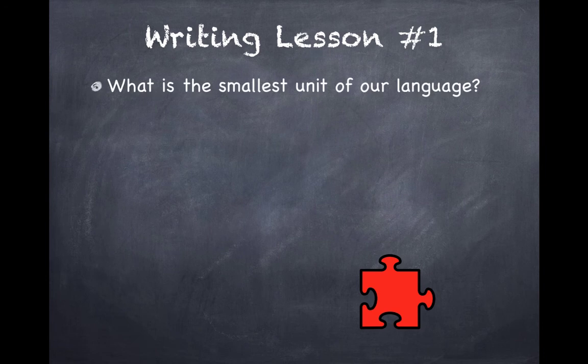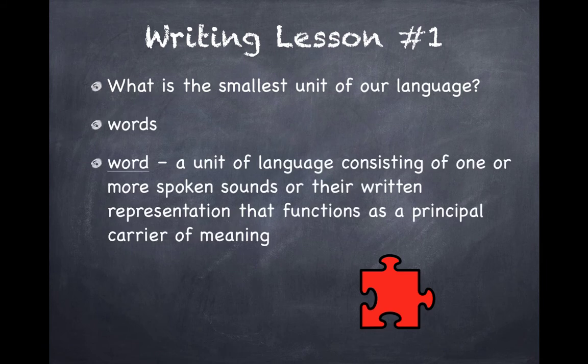To get started, I want you to think about what is the smallest unit of our language? Words. A word is a unit of language consisting of one or more spoken sounds or their written representation that functions as a principal carrier of meaning. Think about our language. We have to use the most basic unit of language in order to make bigger parts of our language.